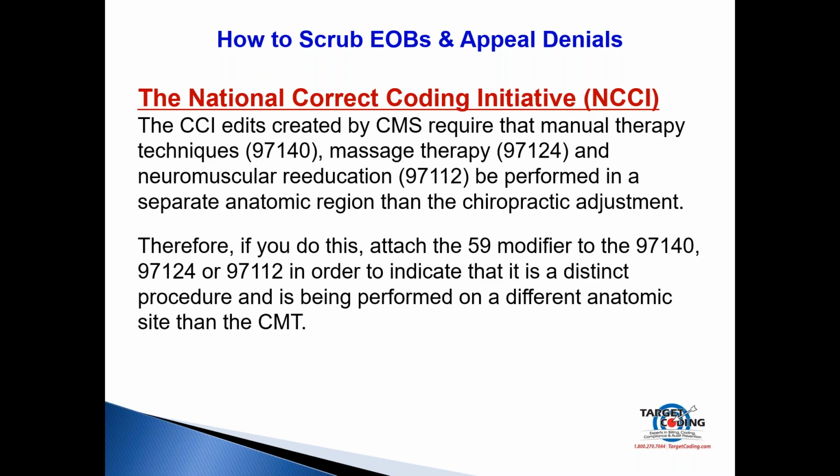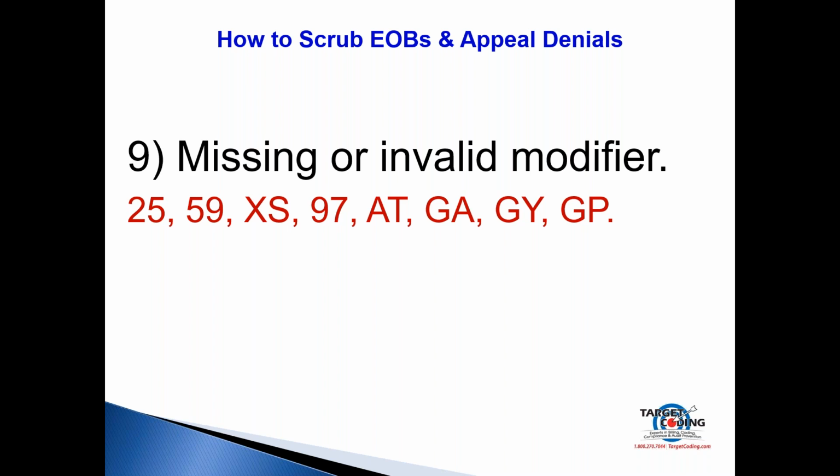These edits say that a chiropractic adjustment cannot be done in the same region as 140, 124, and 112. But if you do it in a separate anatomic site, that's fine. Then use the 59 modifier, which leads us to number 9, missing or invalid modifier.